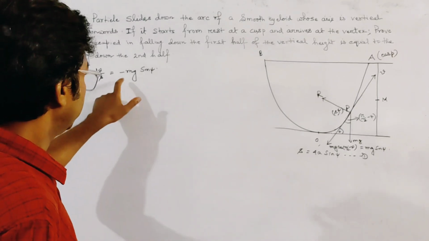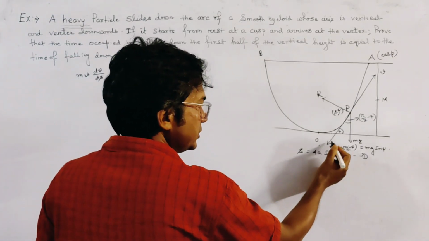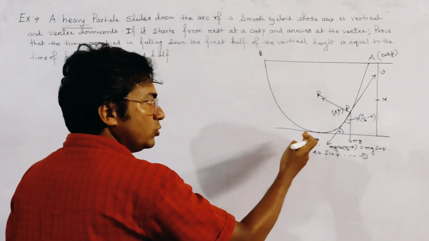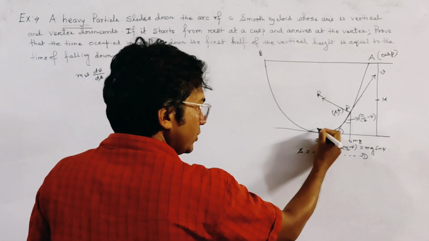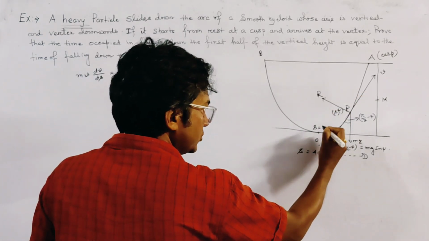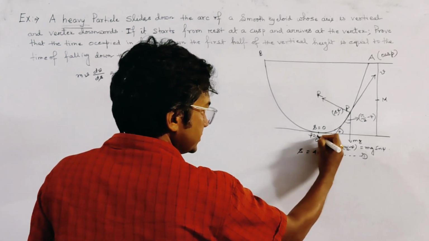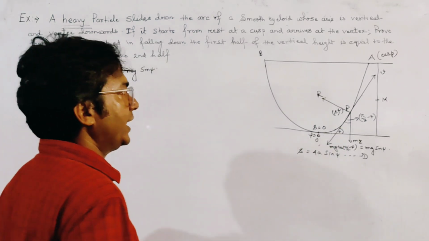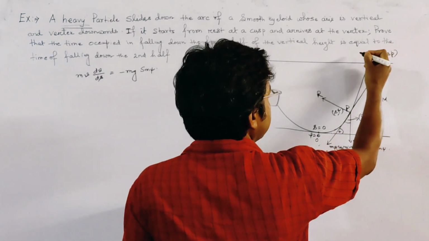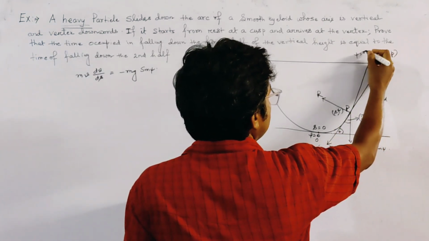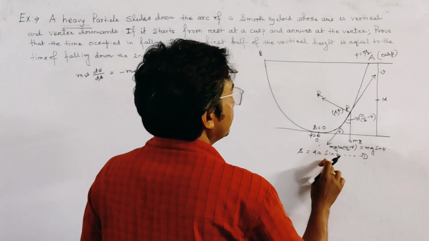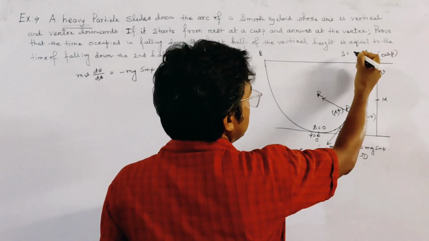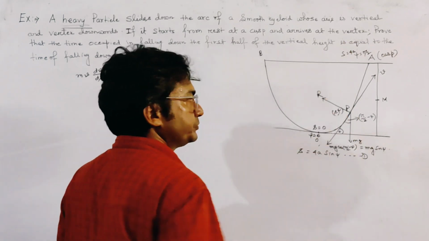We take minus mg sin psi because this force tries to decrease the value of s, because at the vertex s = 0 and psi = 0. At the cusp psi = pi by 2, and from here s = 4a sin(pi/2) = 4a.